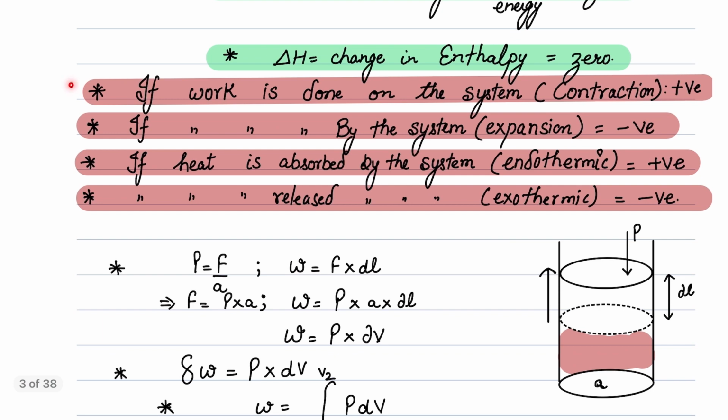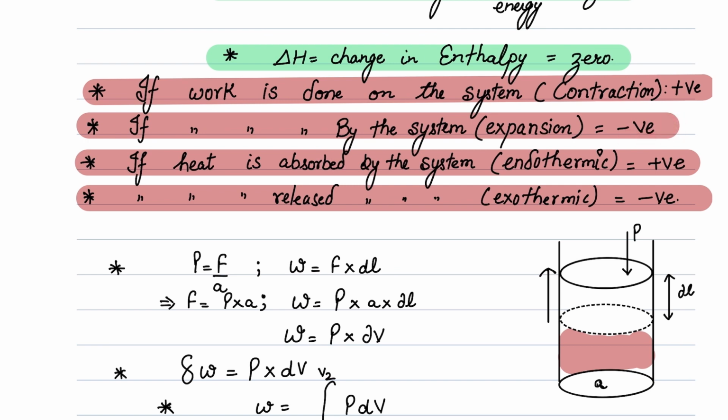Now, these are few sign conventions that must be remembered while dealing with the numericals of thermochemistry or thermodynamics in chemistry. If work is done on the system, that is a contraction work, it is considered as positive. If work is done by the system, that is expansion work, it is considered as negative.